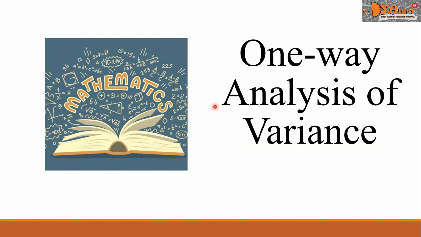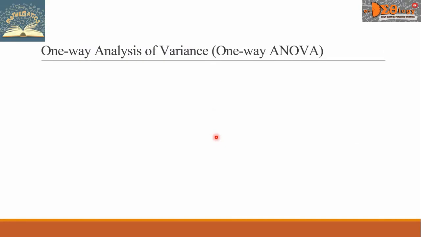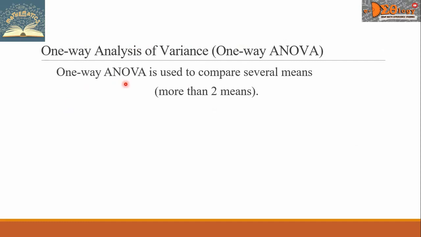Hi everyone. Today we're going to study one-way analysis of variance. One-way analysis of variance is sometimes called one-way ANOVA. One-way ANOVA is used to compare several means, that is, more than two means.